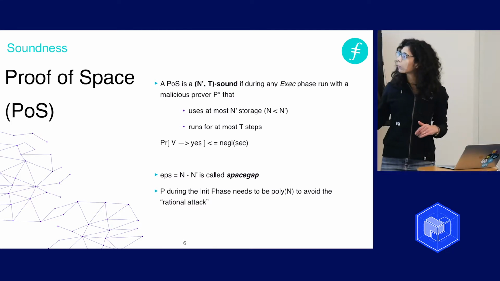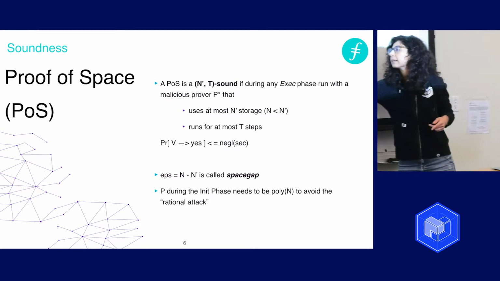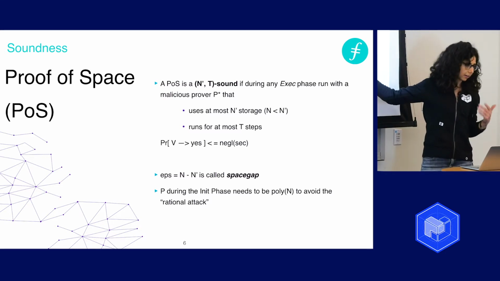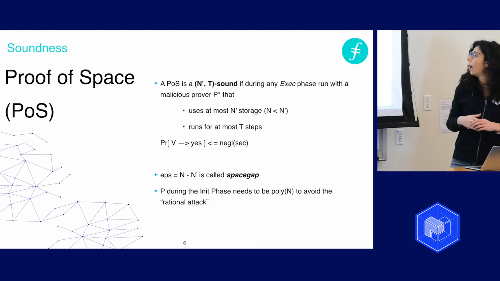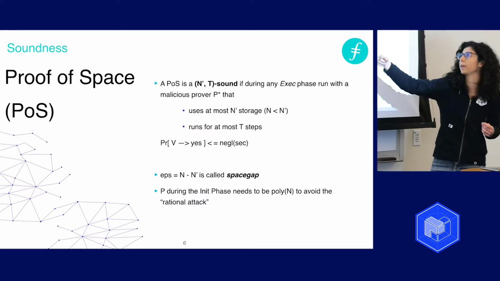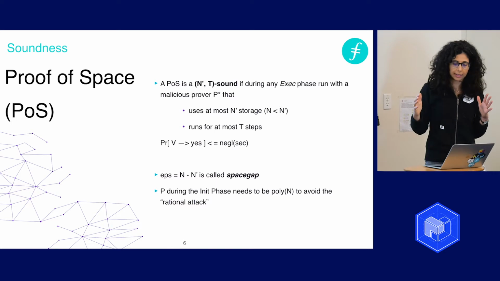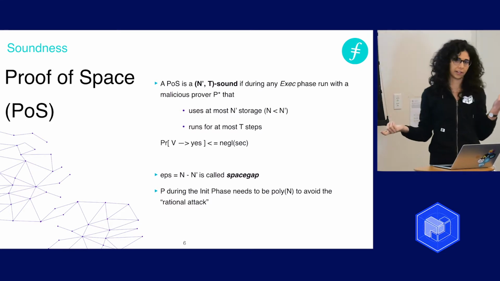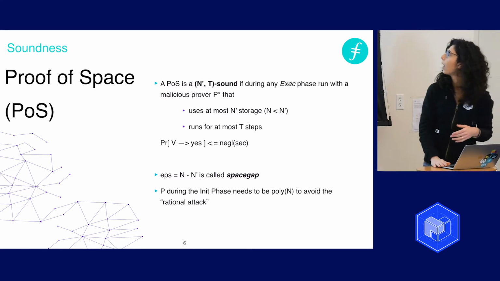And the last thing I want to say, again, is to remember that unfortunately, in the definition of proof of space, we need to require that the prover during the initialization phase is at least linear. The running time is at least linear in n. So it can't be super efficient, okay? Otherwise, we have this rational attack. That means that if the prover has a very, very efficient initialization phase, what he can do during execution is simulate initialization again and fake space. So this is somehow an intrinsic limitation of this construction.